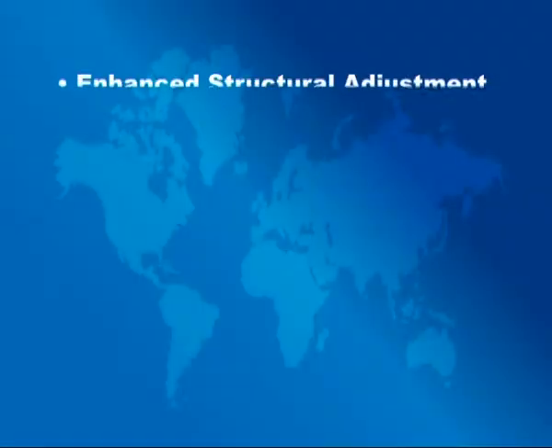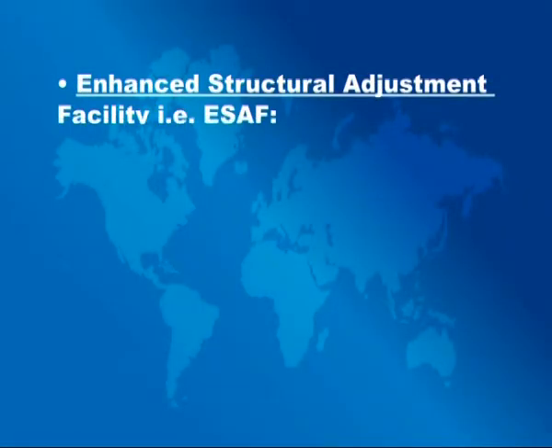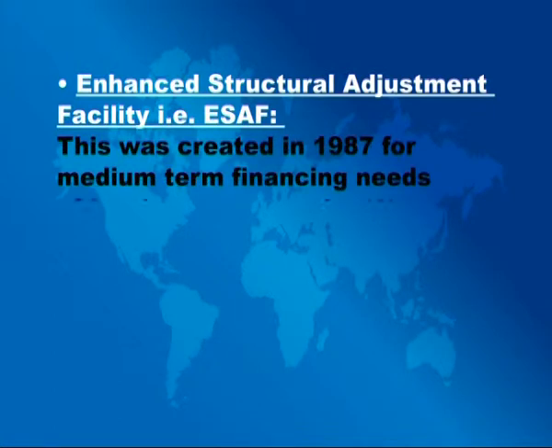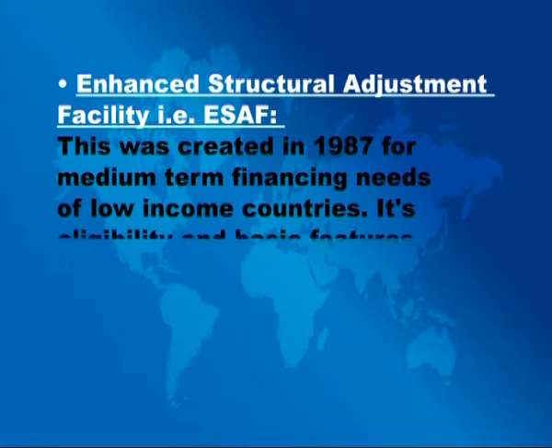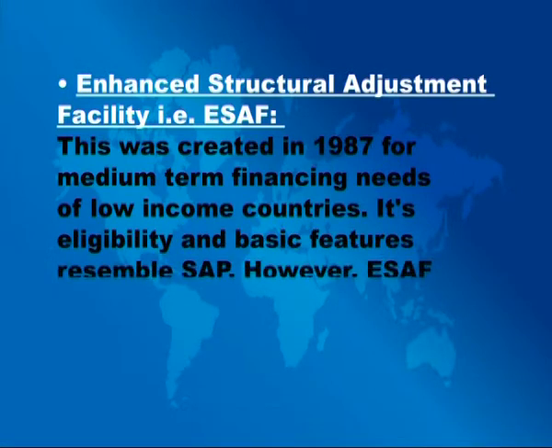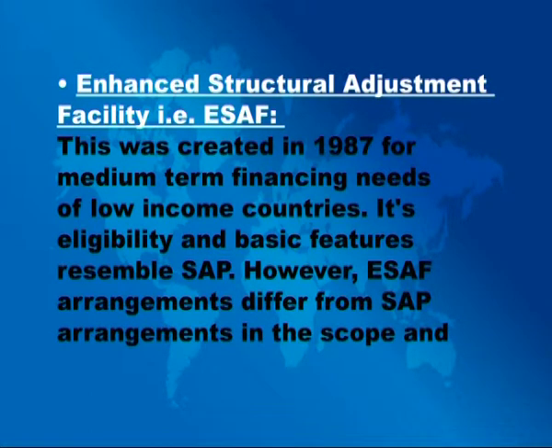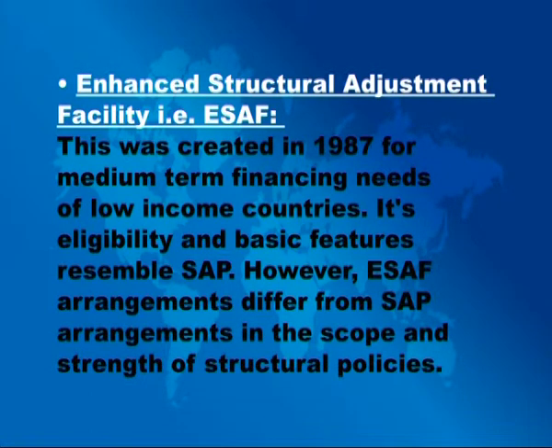The Enhanced Structural Adjustment Facility, that is the ESAF, was created in 1987 for medium term financing needs of the low income countries. Its eligibility and basic features resemble SAP. However, ESAF arrangements differ from the SAP arrangements in the scope and the strength of the structural policies. They also differ in terms of the access levels, monitoring procedures and the sources of funding.